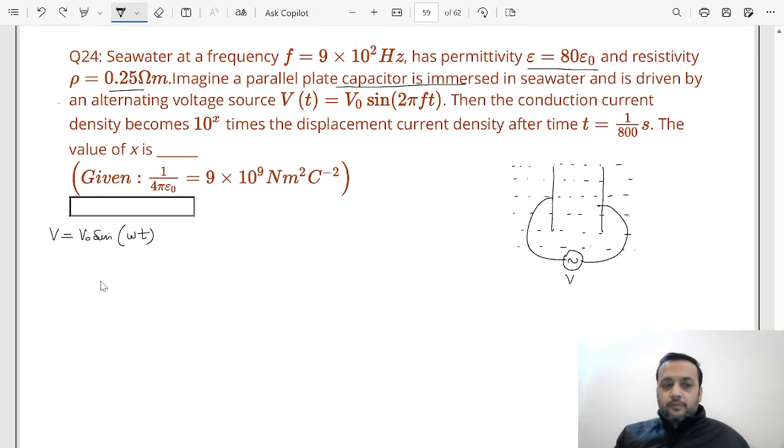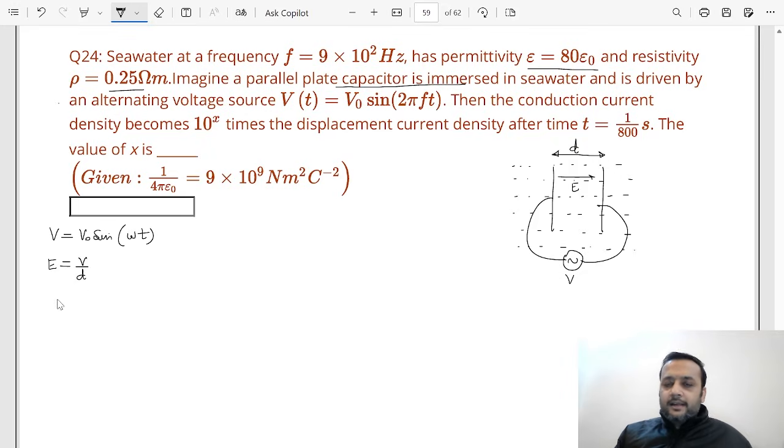All right. So first we can understand that the voltage between these two capacitor plates is given as this. Let us say the distance between the capacitor plates is d. Okay, so the electric field between these two capacitor plates will be what? It will be V by d, right? So the electric field between these two capacitor plates will be V by d.